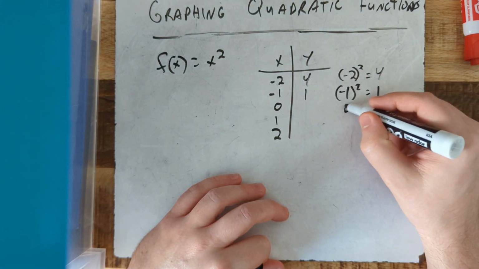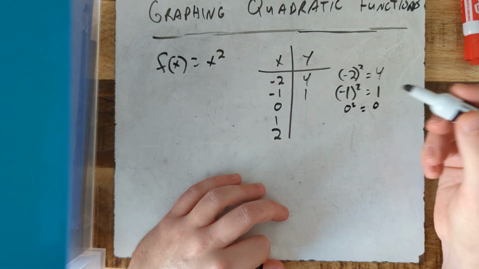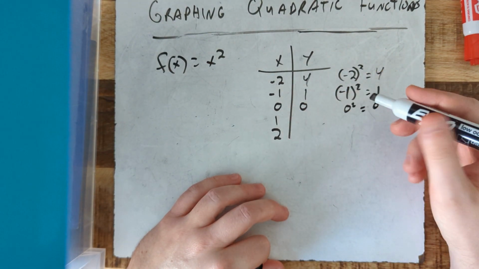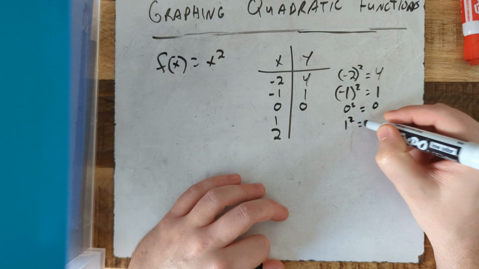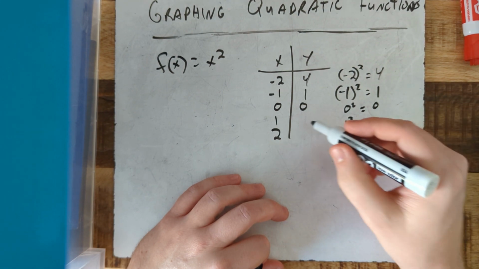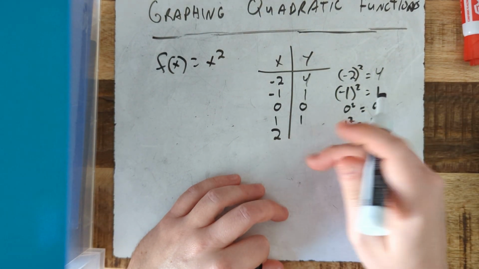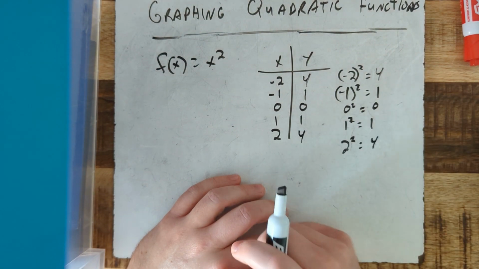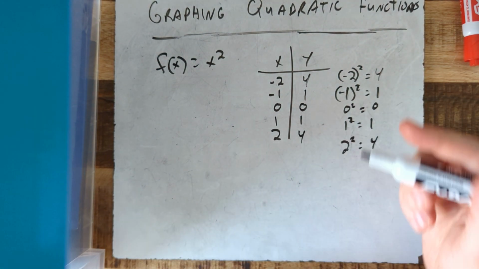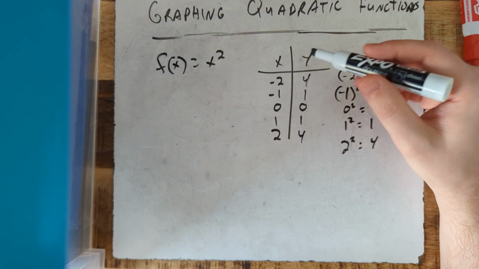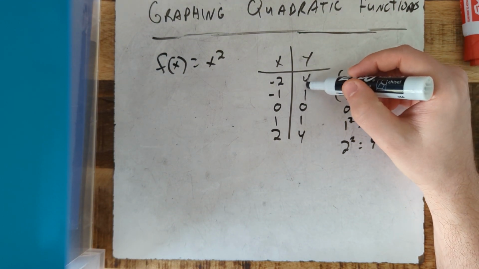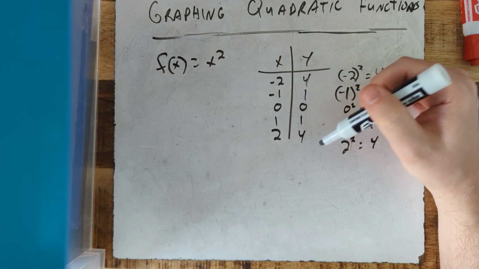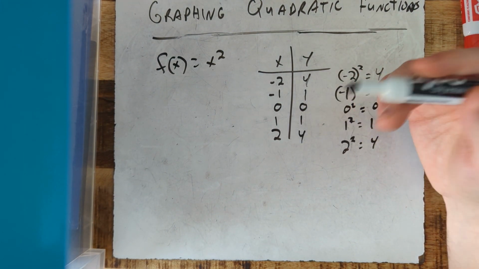For 0, 0 is simple. We know 0 squared is 0. Simple there. Now +1 squared, 1 times 1 is 1. That's our y. And then our last one, 2 squared, 2 times 2 is 4. So you notice a pattern here. Our y's start from 4 down to 1 to 0, but then they go back up to 1, 4. Okay, so it kind of goes down and goes back up.